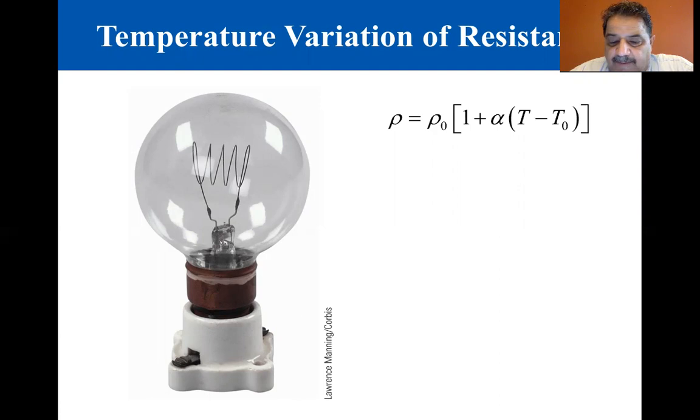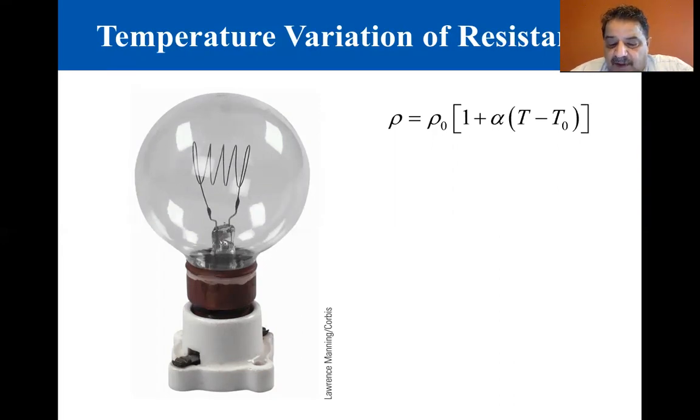Rho is the resistivity at some temperature T in Celsius degrees. Rho zero is the resistivity at some reference temperature T zero, which we usually take to be 20 degrees C. And alpha is a parameter called the temperature coefficient of resistivity.